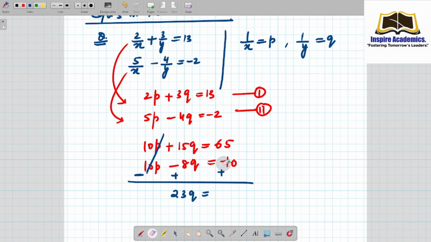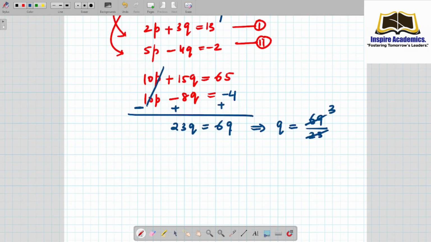So there is a slight mistake here. Let us correct it. When we multiplied by 2, this came out to be negative 4. So here now it will be 69. So what will be the value of q? q will be 69 upon 23. So 69 can be divided by 23 as 3. So q has come as 3.